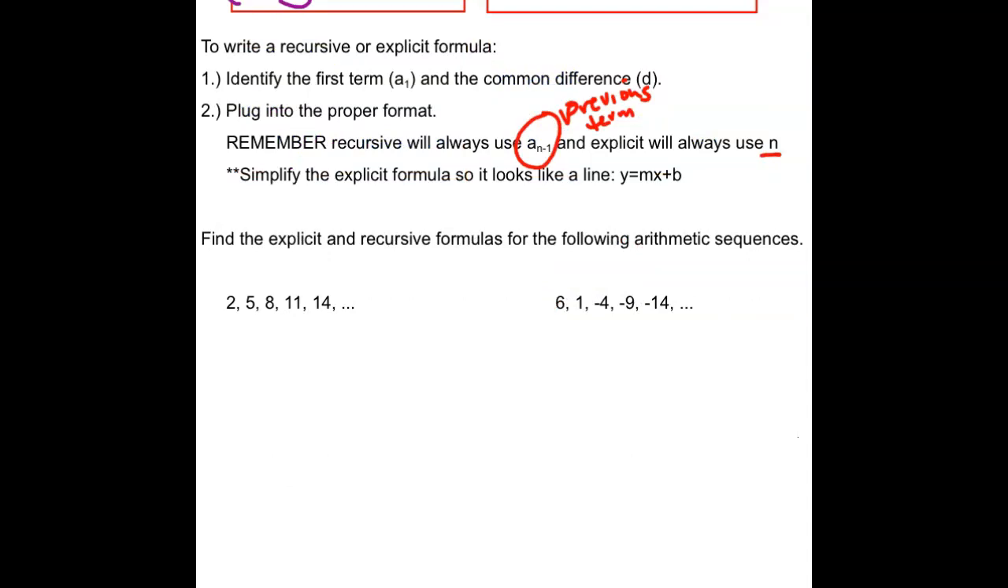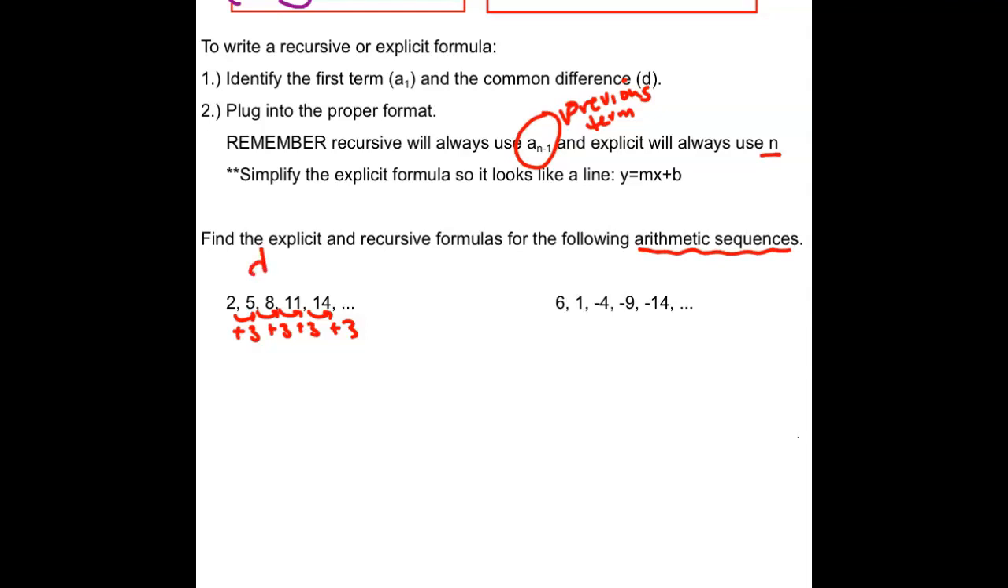All right, so find the explicit and recursive formulas for the following arithmetic sequences. So looking at our numbers here, we're going from 2, 5, 8, 11, 14. It looks like I'm just adding a constant. To go from 2 to 5, I'm adding 3. To go from 5 to 8, I'm adding 3. To go from 8 to 11, I'm adding 3. To go from 11 to 14, I'm adding 3. If they tell you it's an arithmetic sequence, then we know that we're simply adding or subtracting a constant.